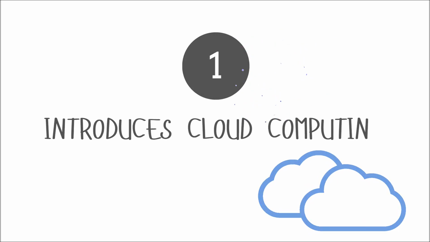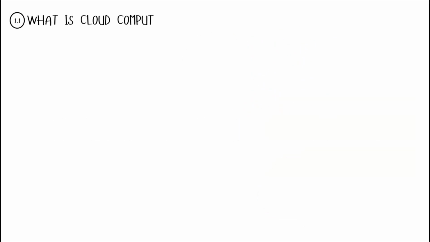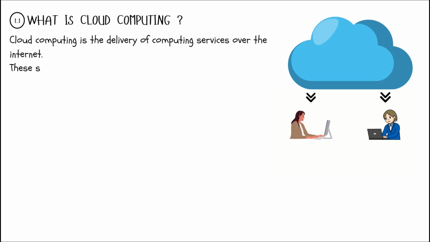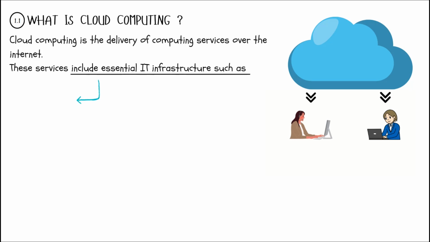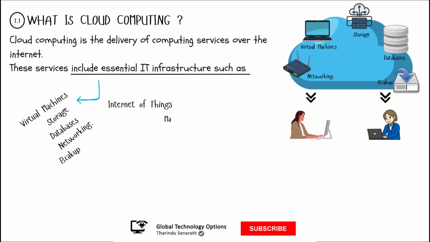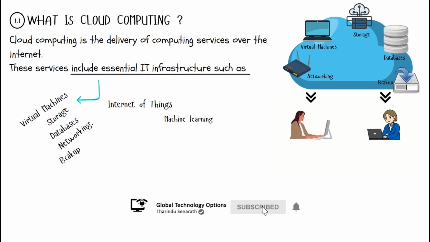Let's start with introducing cloud computing. So, what exactly is cloud computing? In simple terms, cloud computing is the delivery of computing services over the internet. These services include essential IT infrastructure such as virtual machines, storage, databases, and networking. But cloud computing doesn't stop there. It also extends to advanced technologies like the Internet of Things, machine learning, and artificial intelligence.